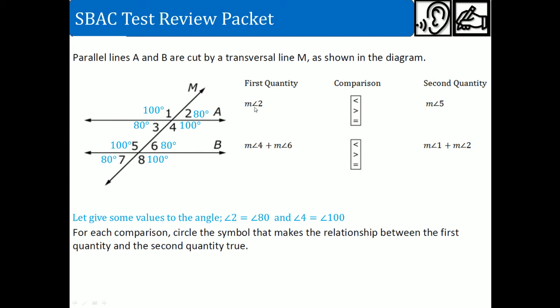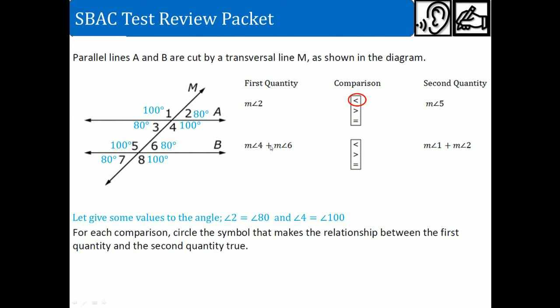Alright, is angle 1 and angle 5? Let's do a comparison. Angle 1, which is 80, and angle 5 is 100. This symbol means angle 5 is greater than. Do you see it's greater than? The way you want to think about this is in terms of Pac-Man. Pac-Man's mouth will always eat the greatest. So Pac-Man will eat the angle 5. The reason why he eats angle 5 is because it's 100 degrees.